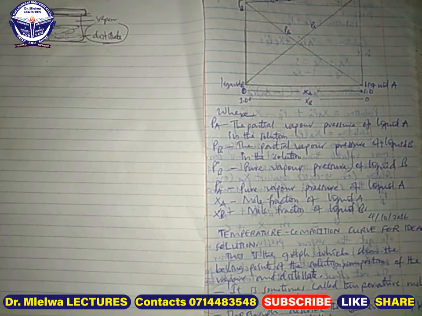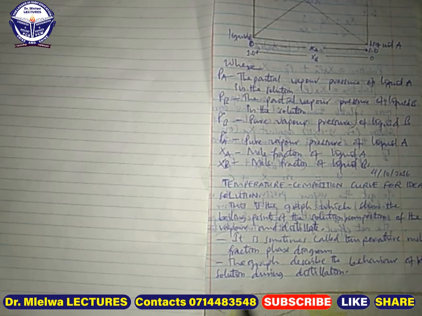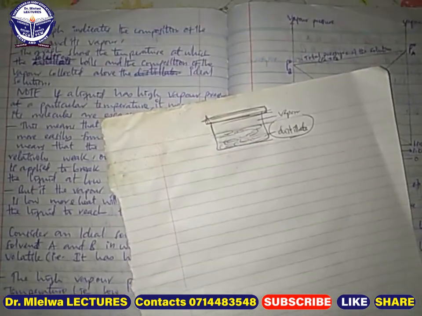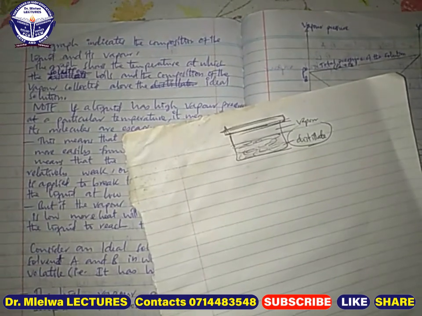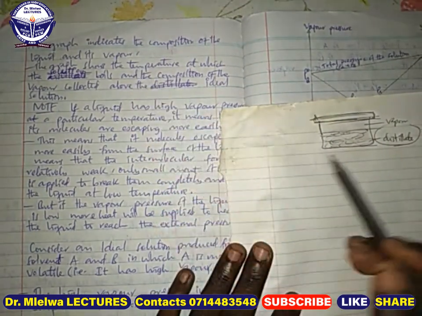It is sometimes called the temperature composition phase diagram. The graph describes the behavior of ideal solution during distillation. What happens when we distill the ideal solution? The graph indicates the composition of the liquid and its vapor.